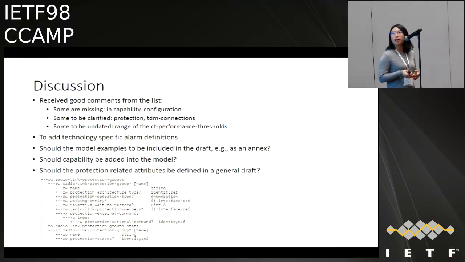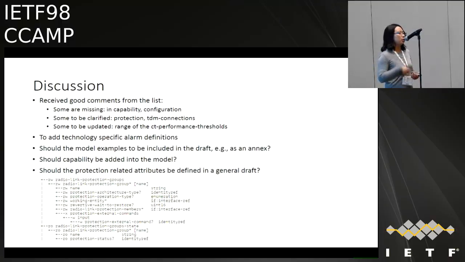The further step is that we would like to add some technology-specific alarms in our YANG data model. And there are some questions we would like to hear from the working group, such as whether it's valuable to include the examples shown in the previous slides as part of the draft, for example in an appendix or annex. I personally think it's very worthwhile, because that will help to clarify how to use the model. And another point is, should we add the capability into the model?